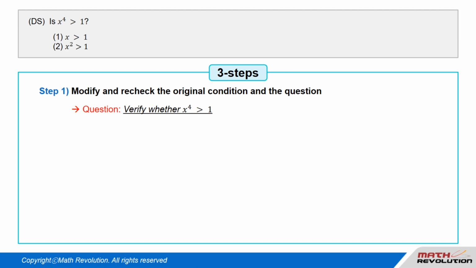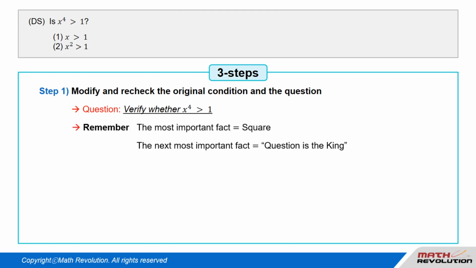We are required to verify whether x to the power of 4 is greater than 1. Remember that square is the most important fact in inequality questions, and the next most important fact is that the question is the king. Let us modify the original inequality. Then we get x to the power of 4 minus 1 is greater than 0, or (x squared minus 1) times (x squared plus 1) is greater than 0.